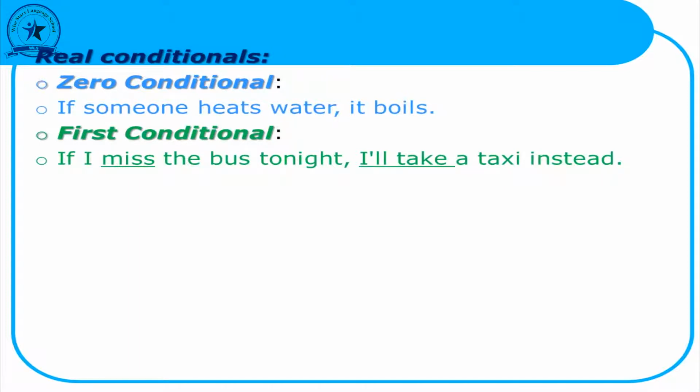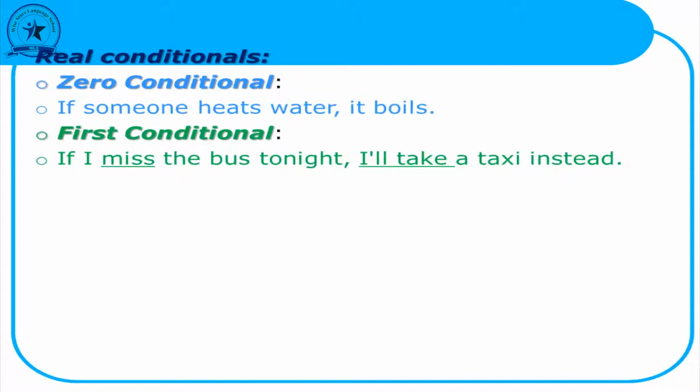Examine those sentences, please. If someone heats water, it boils. If someone heats water, this is our condition. What happens? It boils. This is the result. So here, the result of boiling depends on the condition of heating. As you can see, here I am talking about a fact, a general fact, or a general truth. Something depends on something else. When we talk about facts, we always use zero conditional.